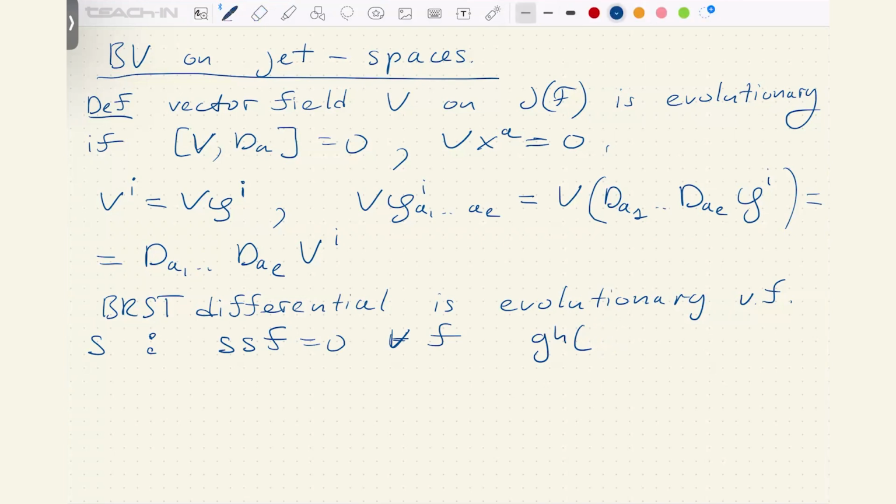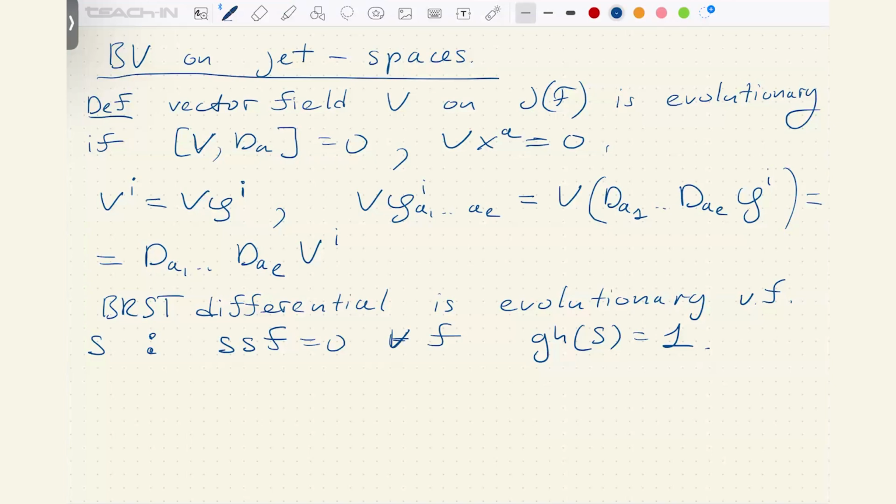So ghost number is also induced on our jet space just because it is built out of fields, and of course derivatives of a field have the same ghost number as the field itself. So ghost of S is 1. So it's a vertical field. It commutes with total derivative. It has degree 1. So you see already there is a difference with naive BV. It's not just a generic vector field. It's an evolutionary vector field, which is a very, very strong condition.